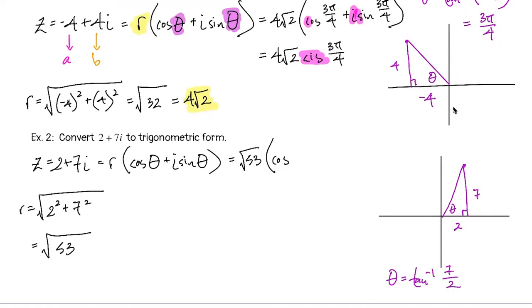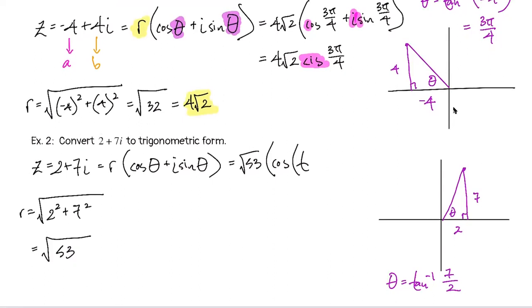Now that is not a nice angle on our unit circle. So it's okay to leave it like that if it's not a nice angle, okay? You could just write this as cosine of arctan of 7 over 2 plus i sine arctan of 7 over 2. And this one would probably be much nicer if we wrote it in the abbreviated form.